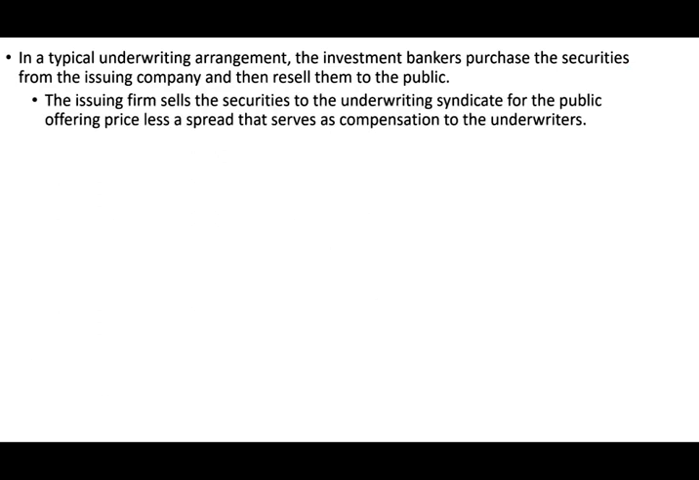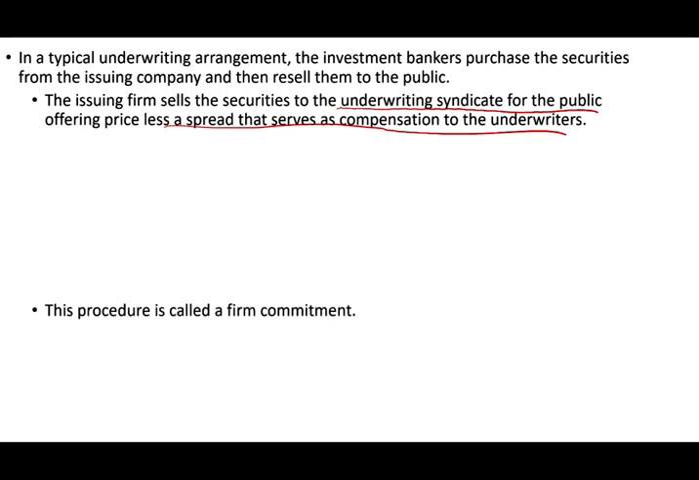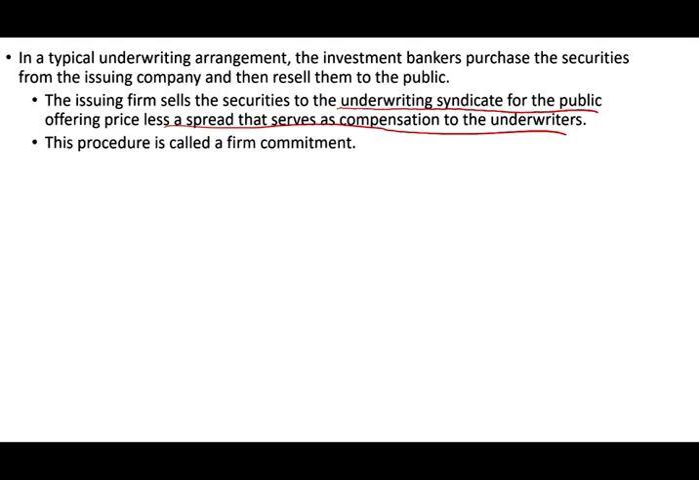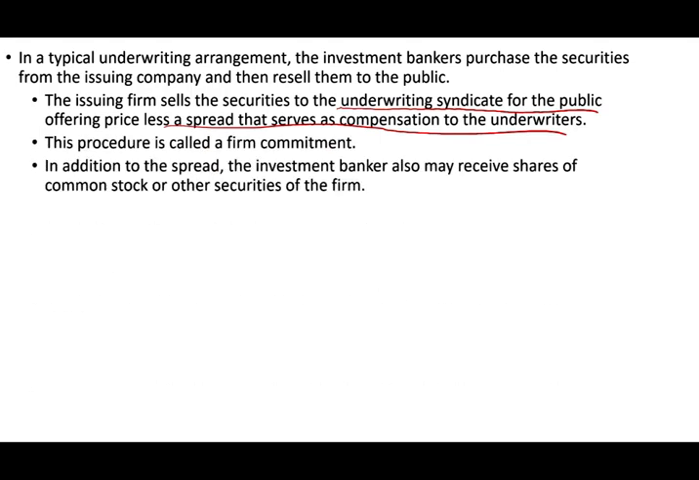Okay. The lead firm sells the securities to the underwriter syndicate for the public offering price, less a spread that serves as compensation to the underwriter. So the underwriter, for example, buys them for 100 and sells them at 101. Well, they need to make money. That's the spread. That's their profit. This process is called a firm commitment. In addition to the spread, the investment banker may also receive shares of common stock or other securities of the firm. Sometimes they'll give you a piece of the company, like 2, 3, 4, 5%, and you can keep it for later, hopefully as the stock goes up. That's the whole purpose of it.